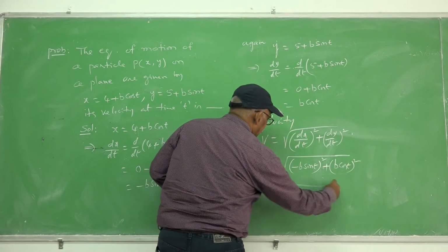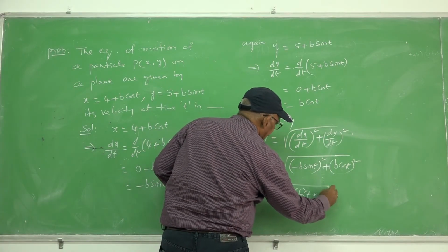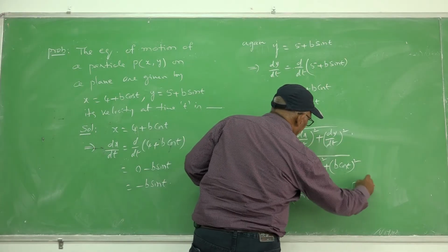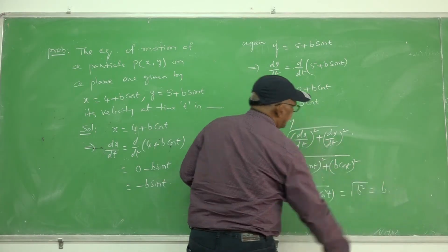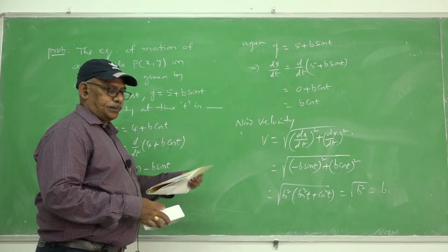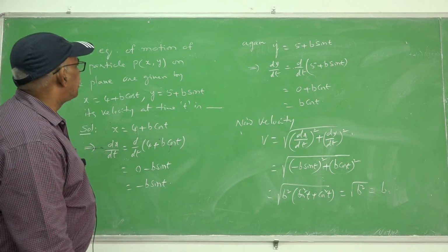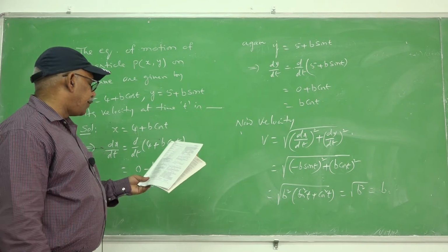Now this is square root of b square into sin square t plus cos square t, which gives us root b square, which is b. Hence the velocity of the particle is b, which is a constant. That means the particle is moving with uniform velocity b.